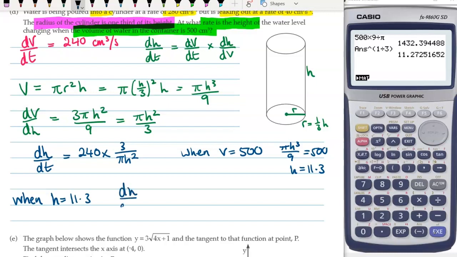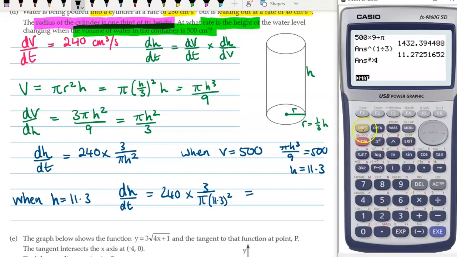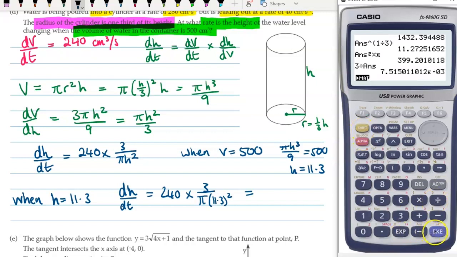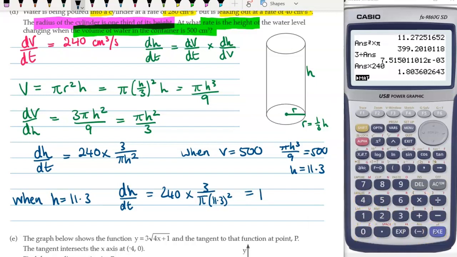So dH by dt will be 240 times 3 over pi times 11.3 squared. And that is 1.8. Now what are we measuring in? The height is in centimeters and the rate that it's changing is every second. So that'll be 1.8 centimeters per second.